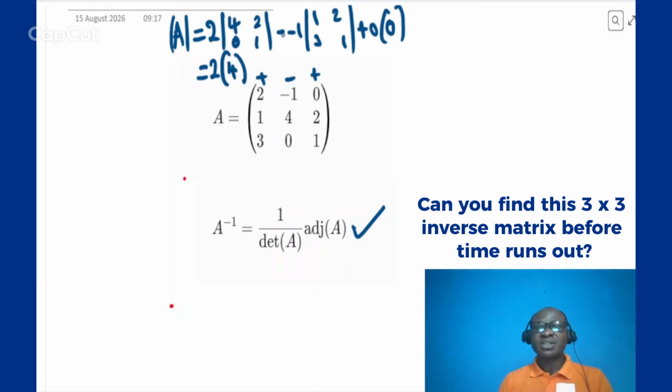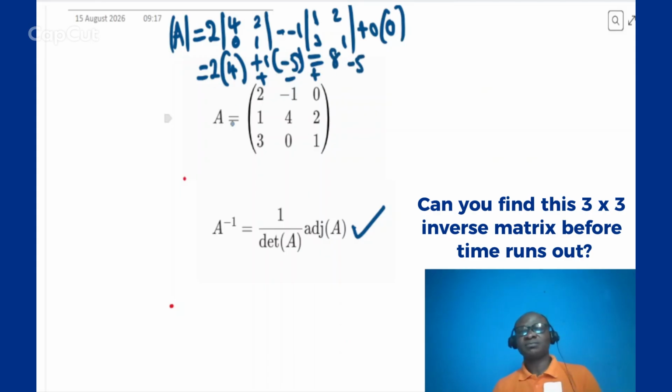Now, this minus minus will give me plus 1. Then inside the bracket, 1 multiplied by 1 is 1. And 3 multiplied by 2 is 6. 1 minus 6 will give me minus 5. Therefore, I am going to have 8 minus 5. Is that what you see? Yes, sir. So that is now going to become what? 3.